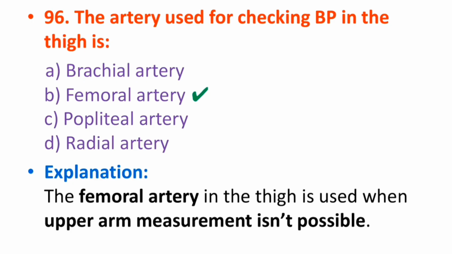The artery used for checking BP in the thigh is option A, brachial artery. Option B, femoral artery. Option C, popliteal artery. Option D, radial artery. The correct answer is option B, femoral artery. The femoral artery in the thigh is used when upper arm measurement is not possible.